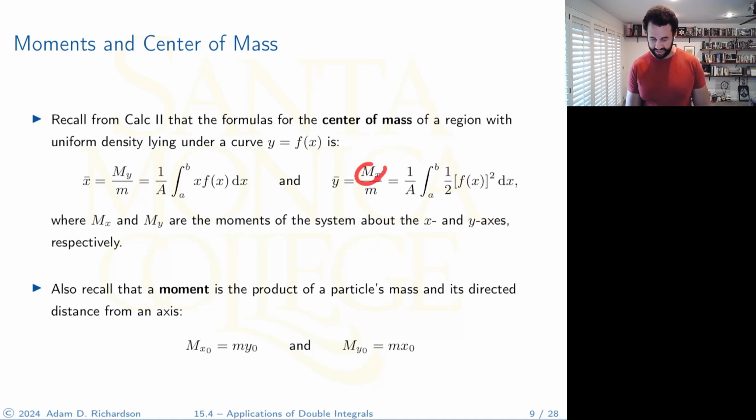So m sub x is the moment of the system about the x-axis, and m sub y is the moment of the system about the y-axis, just as a reminder. Also, you can recall, and I go over it a little more in that lecture, section 8.3, that a moment is just the product of a particle's mass and its directed distance from an axis. So for example, this and this right here.